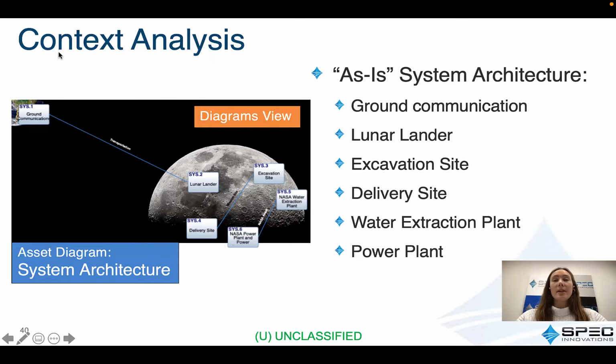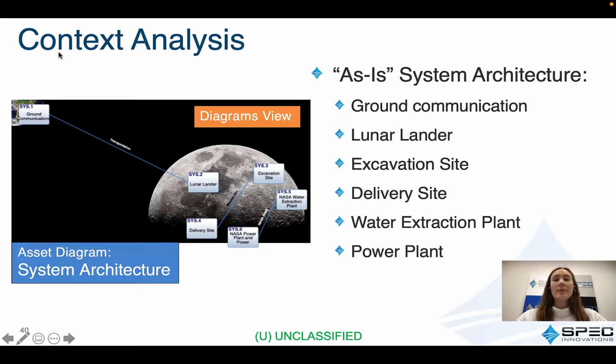An as-is system architecture was produced from an asset diagram by defining the existing equipment and systems that will be external to the Lunar Rover. These assets included ground communication on Earth that will collect data from the rover during its mission, a lunar lander that will transport the rover from Earth to the surface of the Moon. However, as noted before, only lunar lander dimensions and payload constraints will be incorporated. An excavation site and delivery site were also mapped out as provided by the challenge. This is where regolith is excavated and extracted water delivered.